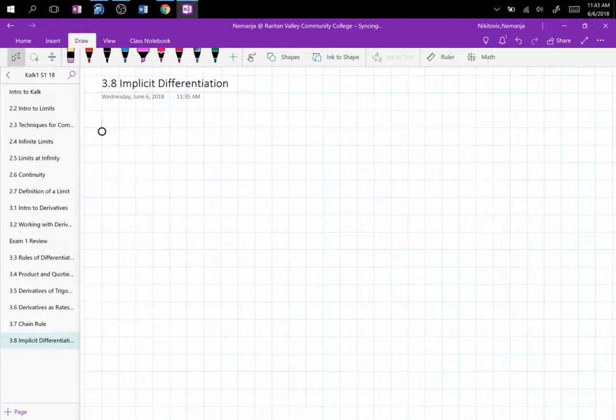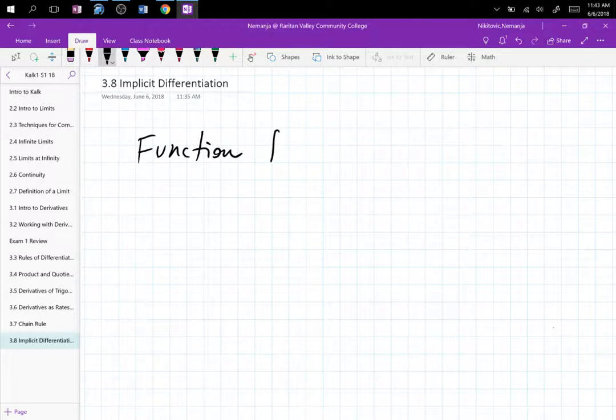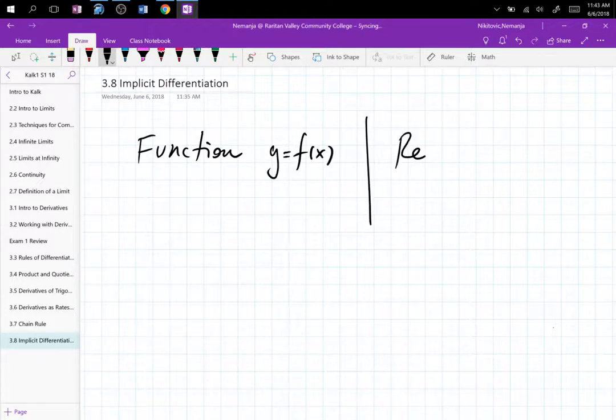So we have in mathematics two worlds to worry about. One is the world of a function, which is f of x, y equals f of x, right? And then we also have the world of a relation, which is everything else. Well, no, it's not else. It's everything.